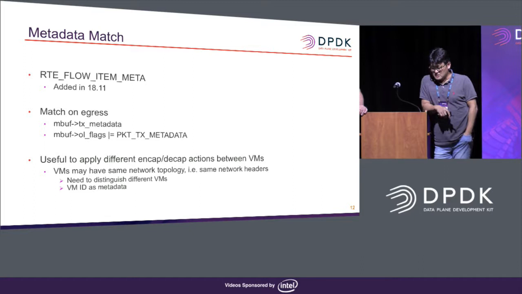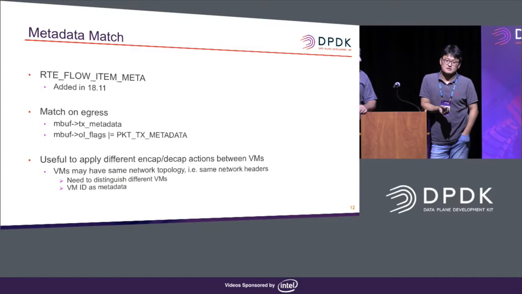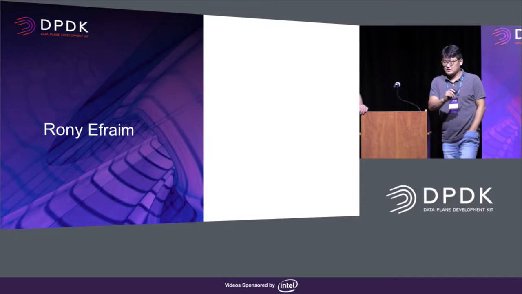So why is it needed? It is very useful to apply different encap, decap actions between different VMs. Sometimes, for VMs on a host, the network topology could be identical, so there's no way to distinguish between different VMs if they use the same network IP addresses. Then we had to have a way to distinguish between different VMs. In this case, the VM ID can be used as metadata. And then the device can apply different encap, decap actions according to the metadata on the descriptor. Okay, so Rony will give you some more examples.